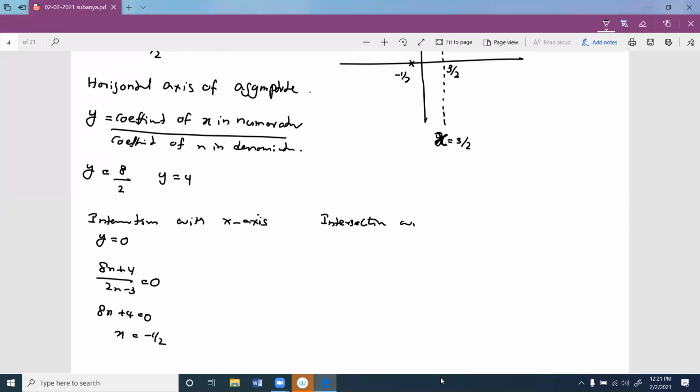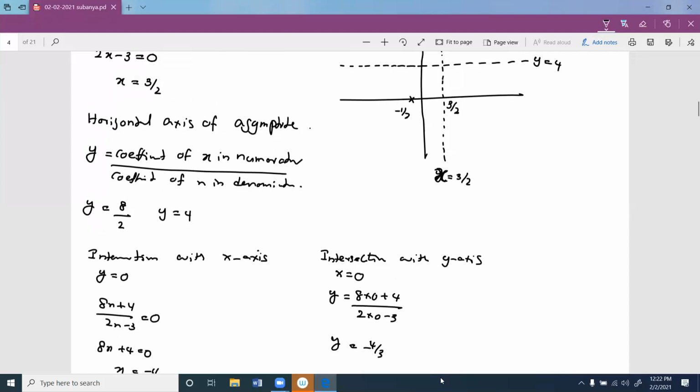Intersection with the y-axis. How do you get it? x equals 0. What do you get? You can say y equals (8 into 0 plus 4) over (2 into 0 minus 3). That will turn out to be minus 4 over 3. So it's over here. Minus 4 over 3 is the value over here.